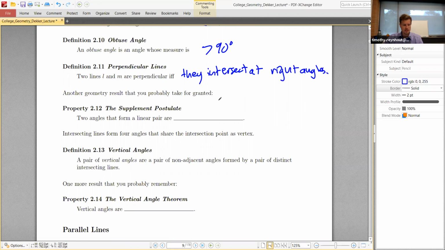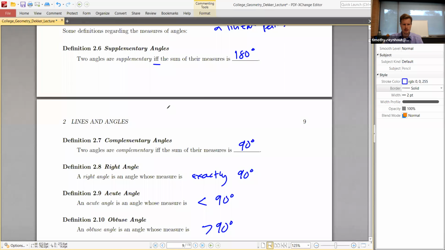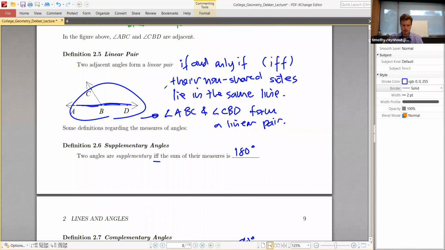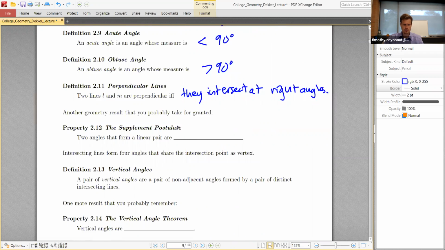So more postulates here as well. Two angles that form a linear pair are what? Well, if we take a look back up here at the linear pair, these two rays lie within the same line. And what would this angle measure be? ABD. Well, that would be 180 degrees. So we know that two angles that form a linear pair are supplementary. Cool.